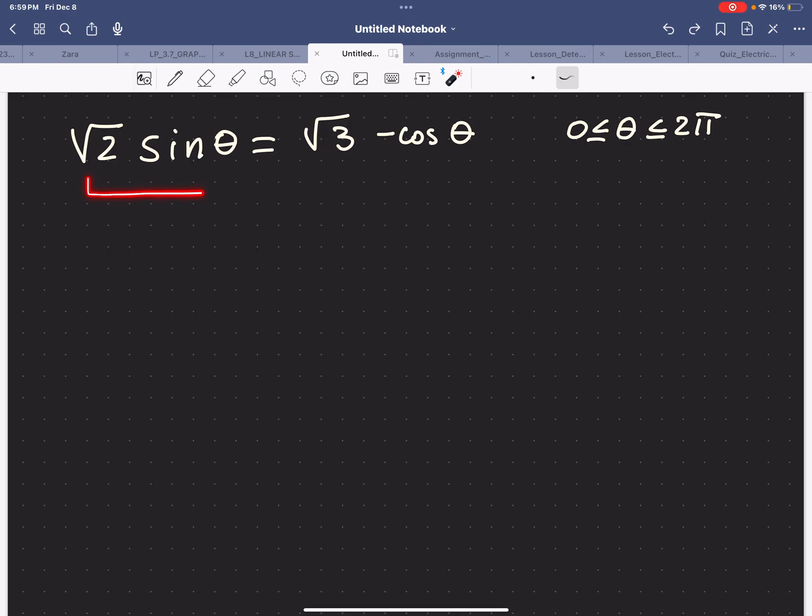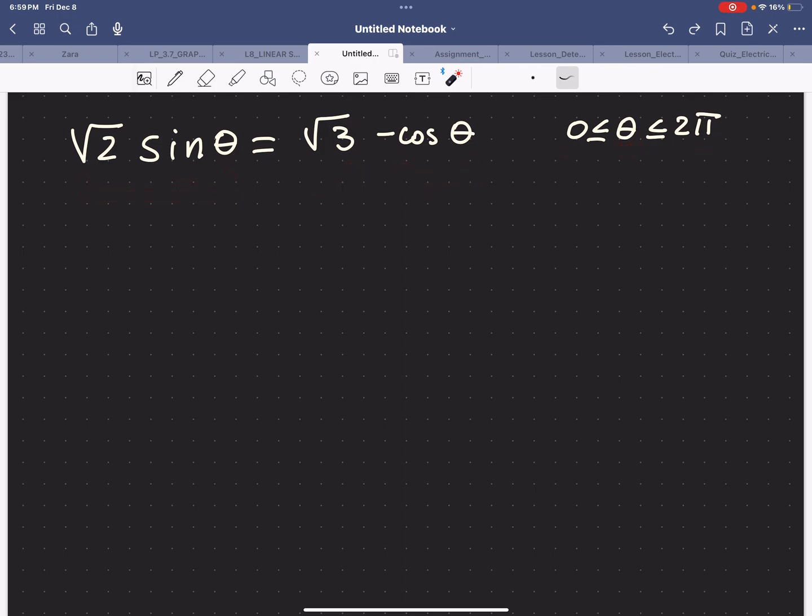We have root 2 sine theta equals square root of 3 minus cosine theta. So we have three terms in this equation. We have a sine term on the left, a constant term, and a cosine term on the right side of the equation. We are solving in the domain of theta between 0 and 2 pi.